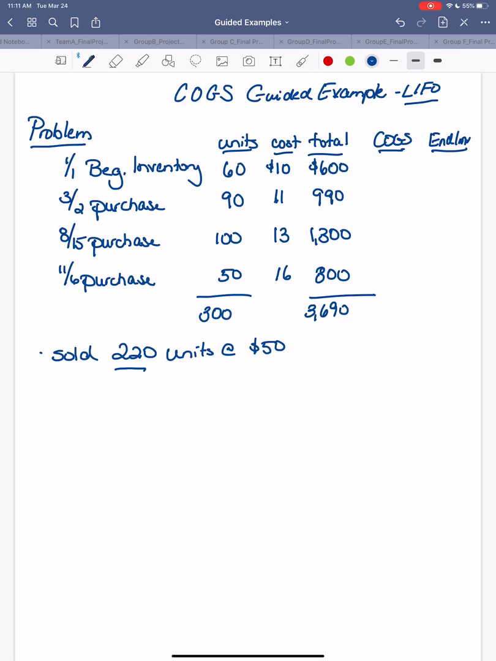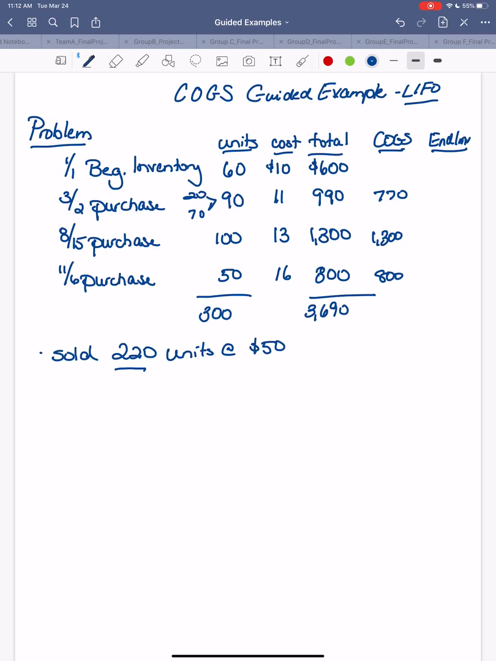So 50 units, yep, I'm going to move that over. Next 100, yep, I'm going to move that over as well, but I'm only at 150 now. I need to get to 220, so I need to pull 70 out of this March 2nd packet. So I'm going to pull 70 out and leave 20 behind. So 70 units times $11 is 770.